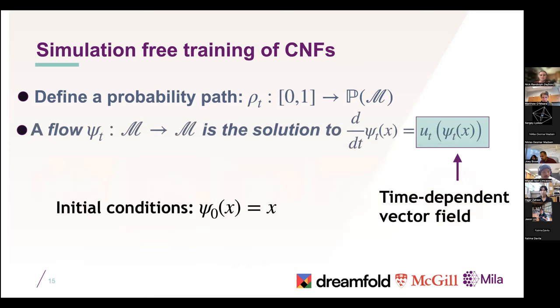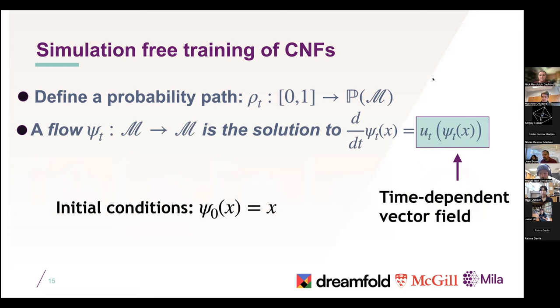So in particular, what this means is that if you define a probability path, you can define a flow, which is, again, this way to transport mass on your manifold itself. So it's a solution to this ODE over here. So this psi t of x tells you how the particles are evolving on the manifold itself. Now, everything's already on the manifold, but it's easier to visualize if you imagine that all this is on Euclidean space.